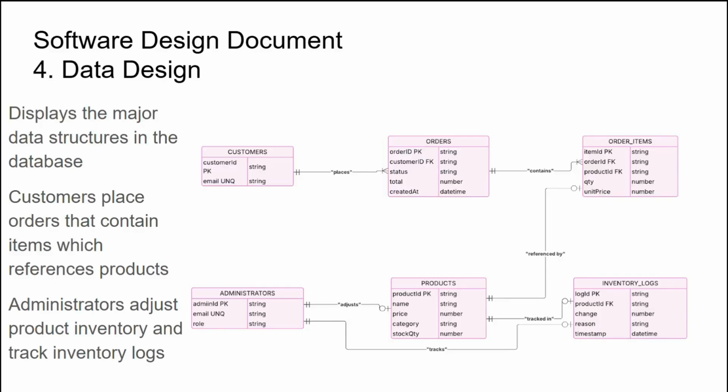For data design, the following relational diagram displays the major data structures in the database. Customers place orders that contain items, which reference products. Administrators adjust product inventory and track inventory logs.